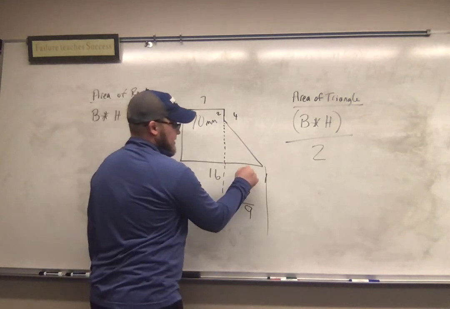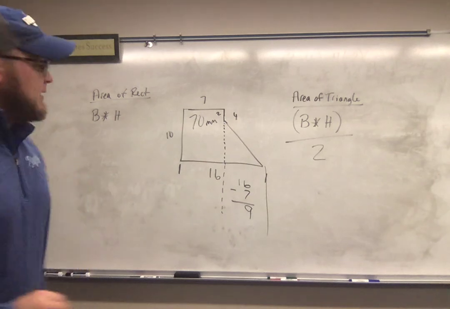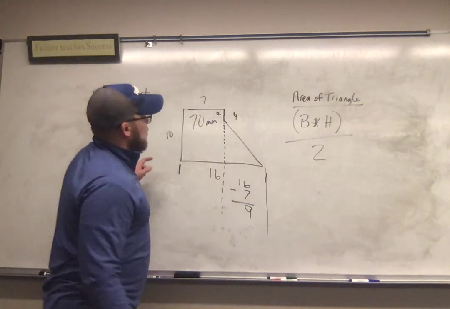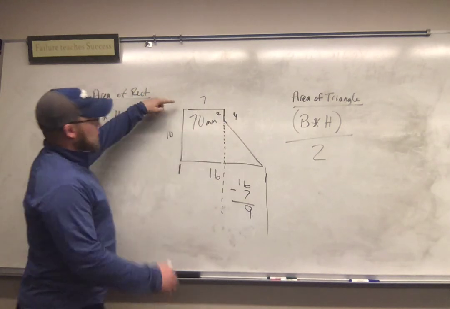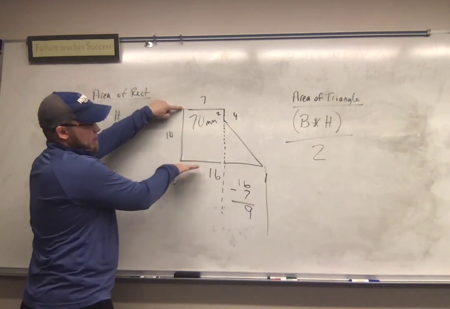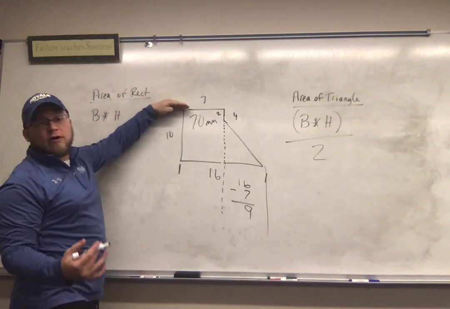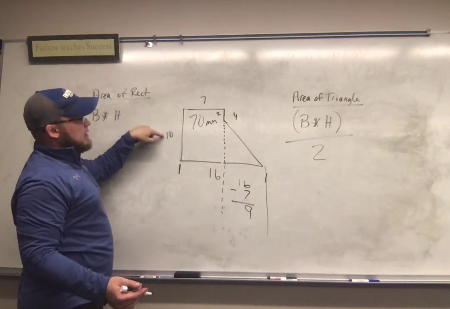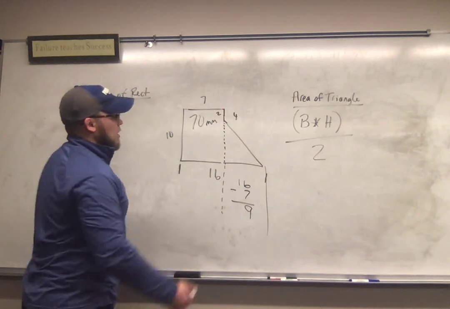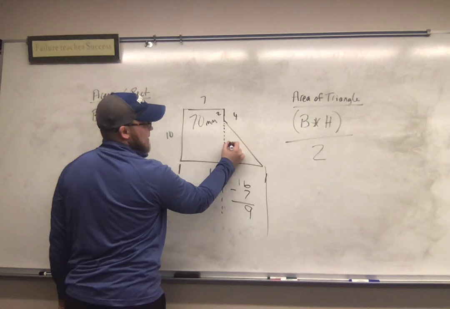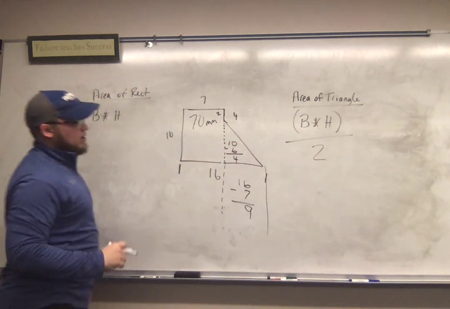So the base of this triangle is just 9. Now, what's the height? Here's the dotted line, that's the height. The whole thing from the bottom of the triangle to the top of the rectangle is 10. But we know this little extra piece right here is 6. So it's just going to be 10 minus 6, which means the height of the triangle is 4.